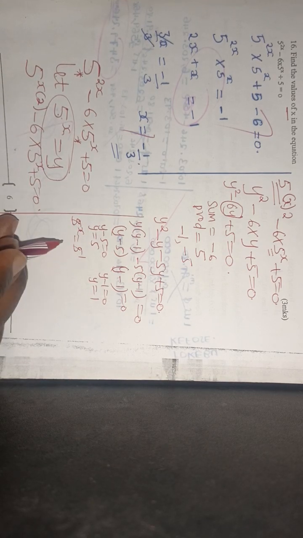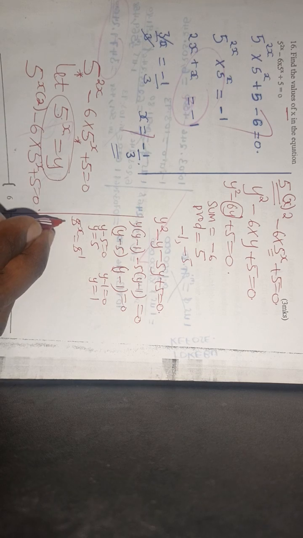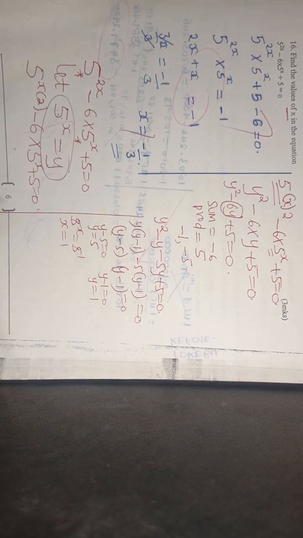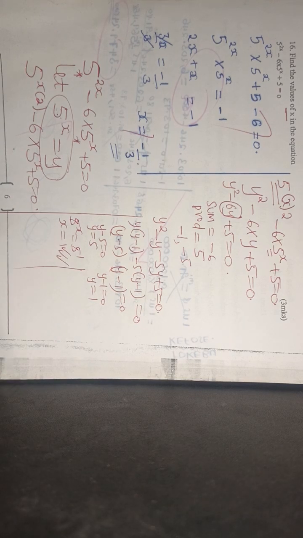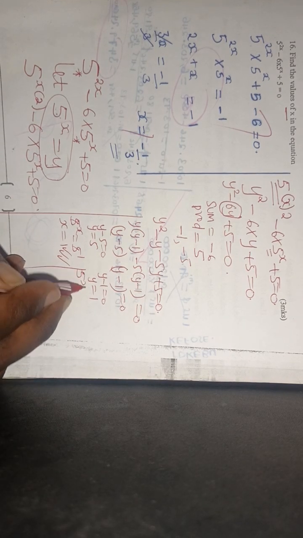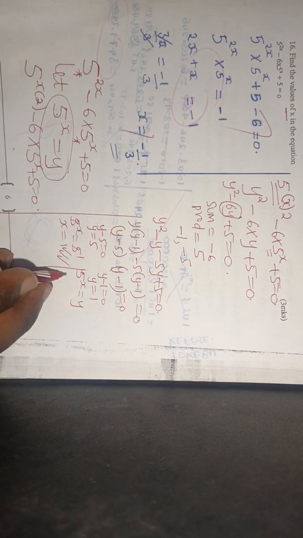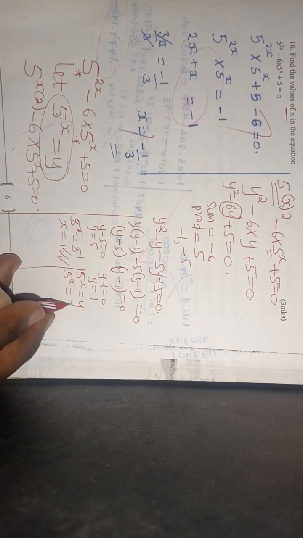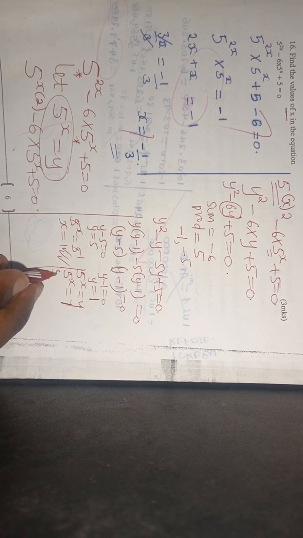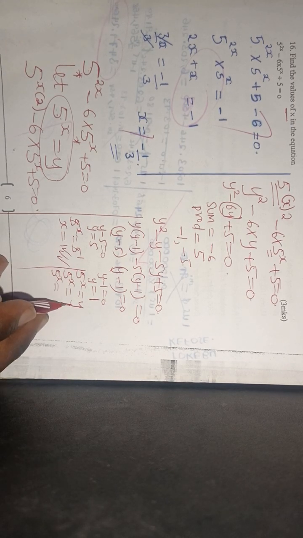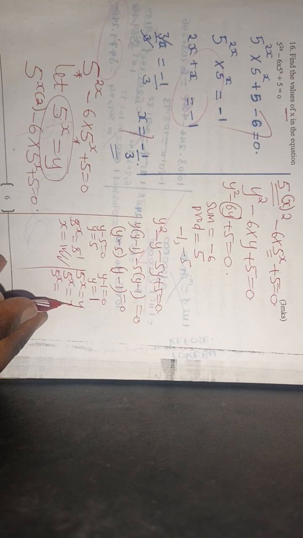So if the 5 and the 5 have to actually get dropped, we are going to have x as 1. That can be the first possible answer. Or you can as well say 5 raised to x is y. That means 5 raised to x is equal to 1, because y is 1. Okay, so that gives you 5 raised to x is equal to, so you have to actually change 1 to base 5.